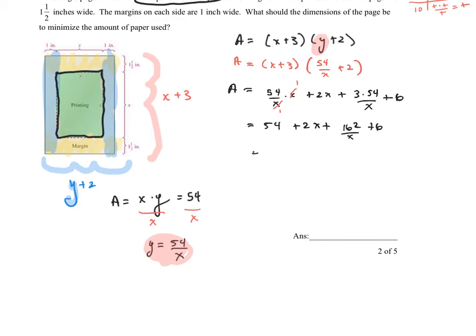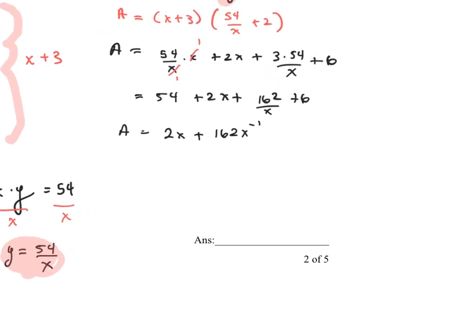Again, combining like terms, let's write it. It doesn't really matter what order we write it in. So I'm going to have the area is 2x plus 162. I'm going to write it as x to the negative 1 so I can use the power rule when finding the derivative. And then I'm also going to put the plus 60. So that's my area in terms of one variable.